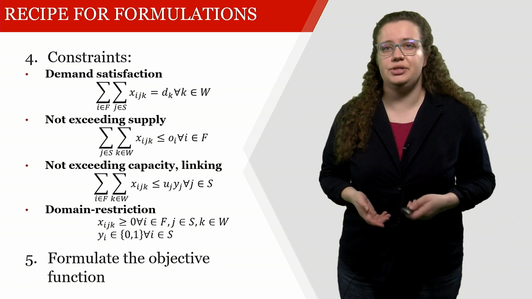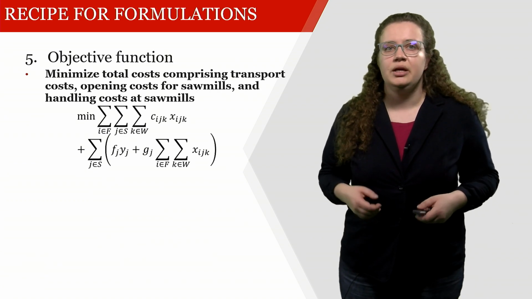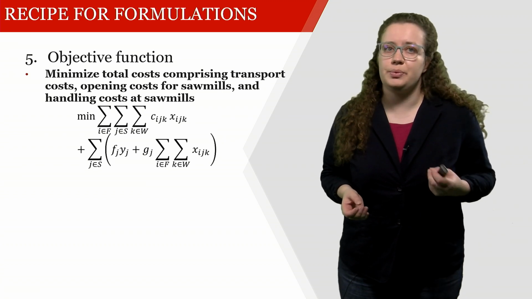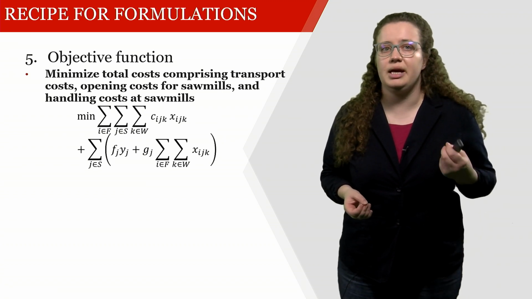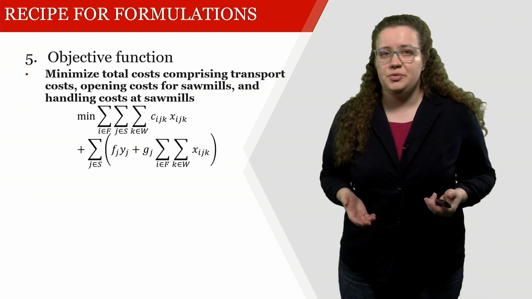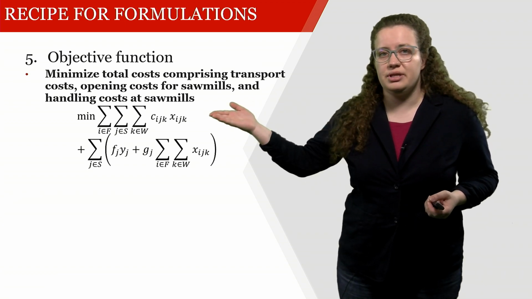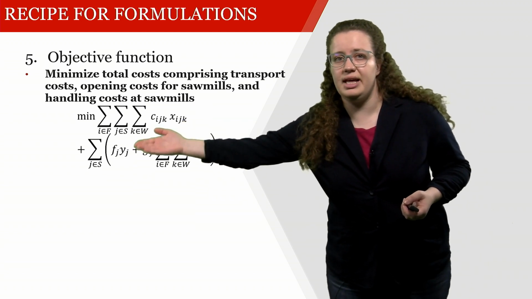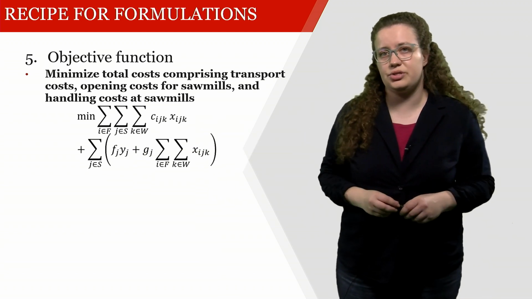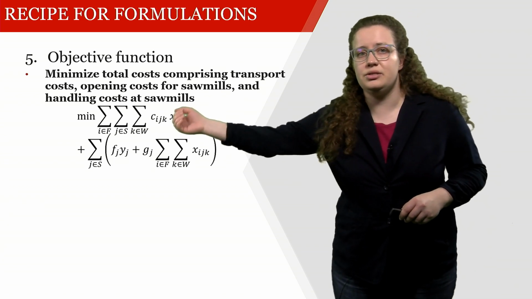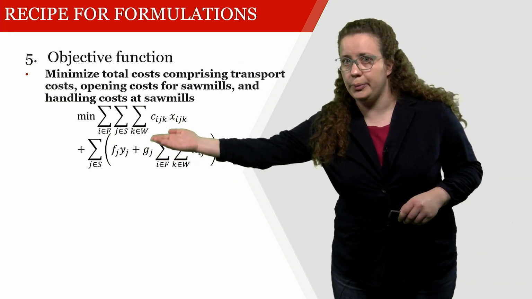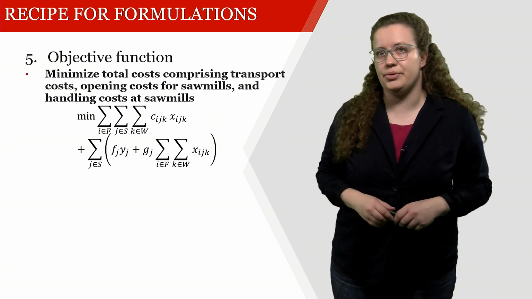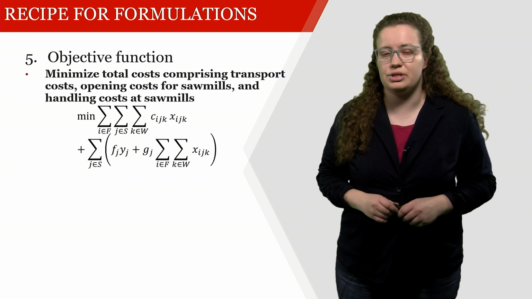And the objective function in our case is total costs. So we're minimizing the total costs comprised of transport, opening, and handling costs. And this is what you're seeing here. So the first thing here is the transport cost, and then we have the opening costs here on the left, and then we have the handling costs here on the right. The opening costs only depend on whether a facility is open or not, while the handling costs actually depend on the amount that goes through the sawmill.